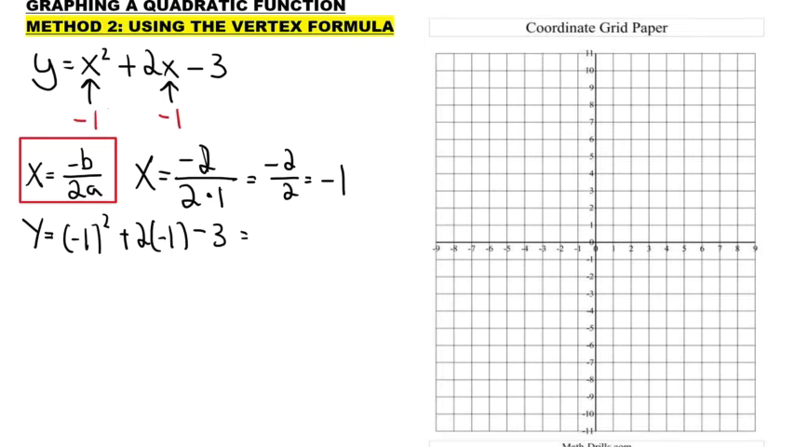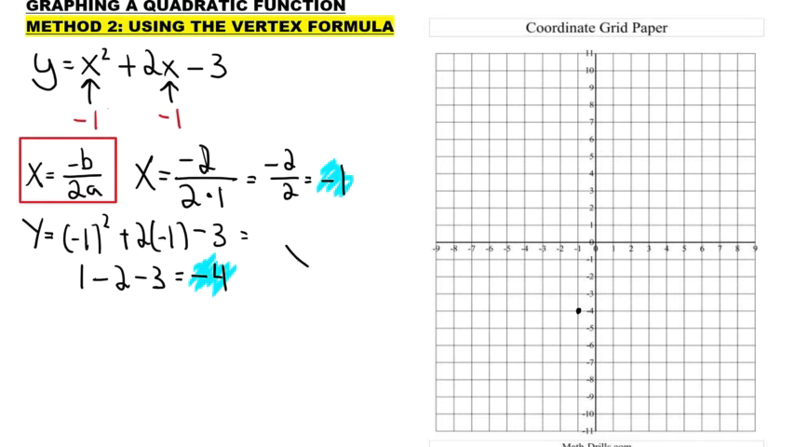So that's 1 times 1, that's 1. 2 times negative 1 is negative 2, minus 3. So 1 minus 2 minus 3 should give us a result of negative 4. So now we know exactly where our vertex is. Negative 1, negative 4. Let's put a little dot on that right here. Negative 1, negative 4. Remember that this is the axis of symmetry. So whatever happens on the right will happen on the left.